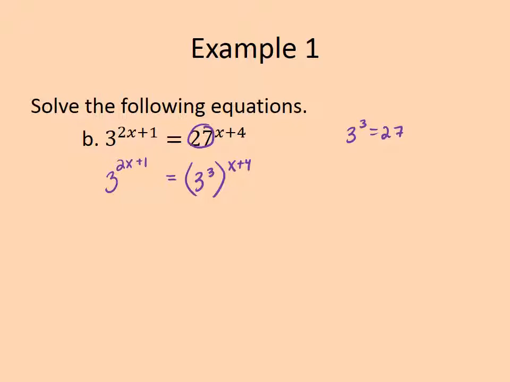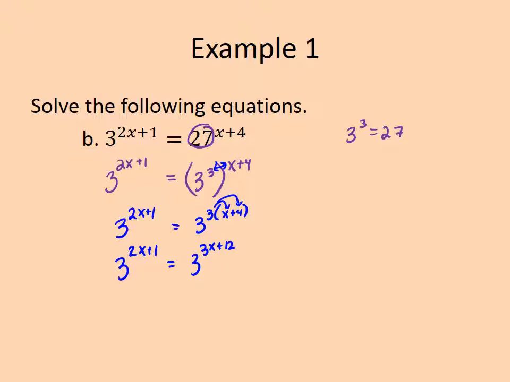Since 3 cubed is raised to the x plus 4 power, and this is a power to a power, we must multiply. So the left side remains the same, 3 to the 2x plus 1, but the right side becomes 3 to the 3 times x plus 4. We need to distribute the 3, so it becomes 3x plus 12.